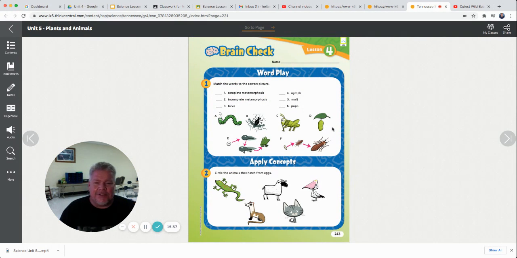All right, let's match these word pictures here. I want you to do this with me. I'm not just doing this for me because I already know this. I want you to do it with me in your book, okay? So match the word to the correct picture.